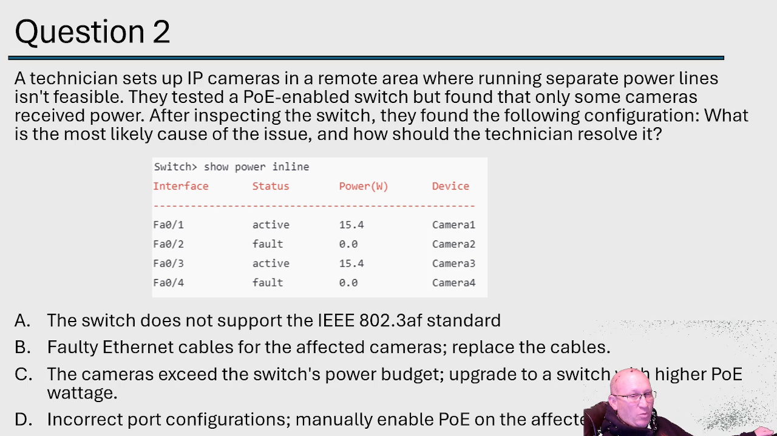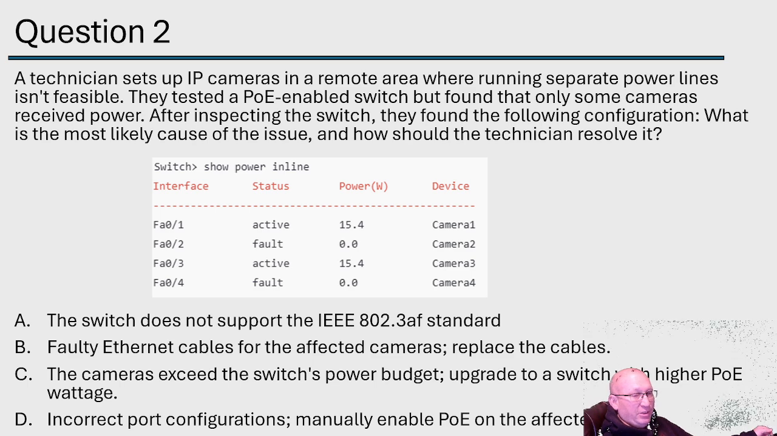And it's more likely that when we have a fault, there's a problem with the actual cable, but it's still providing power. But not on 2. If it was just 1, that would be more likely. But with 2, 50% of our items, then that's not likely. So the most logical assumption is that the cameras exceed the switch power's budget.